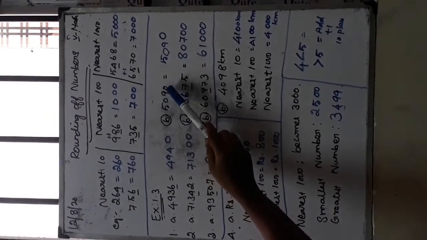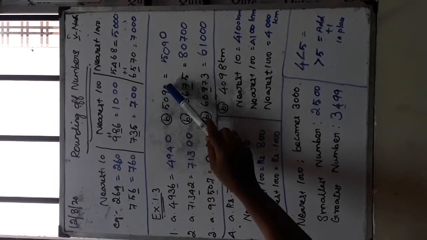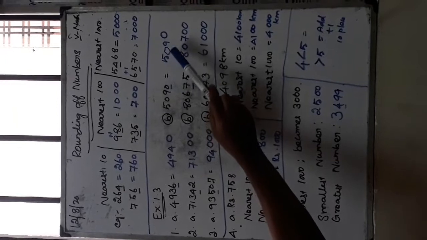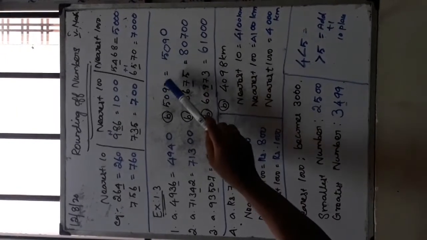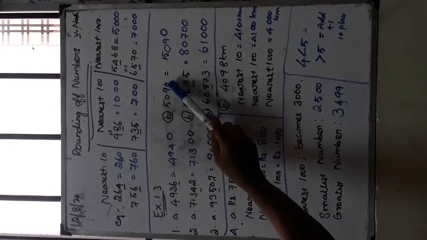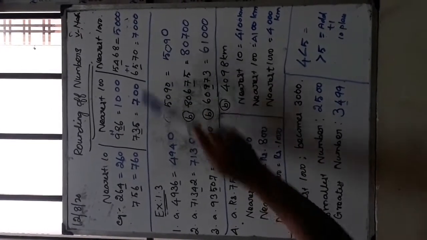Next one is 5090. Here you see the ones place is 0. So you write the same number. So 5090. You check whether it is greater than or less than 5; here the digit is 0, so you keep the same number.